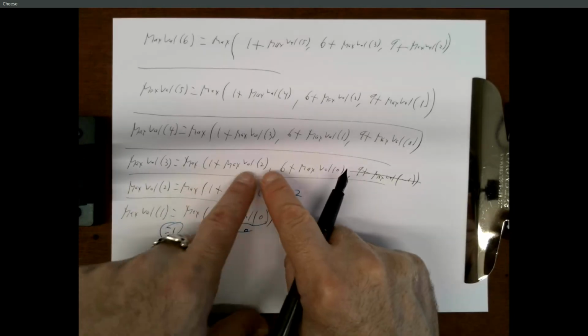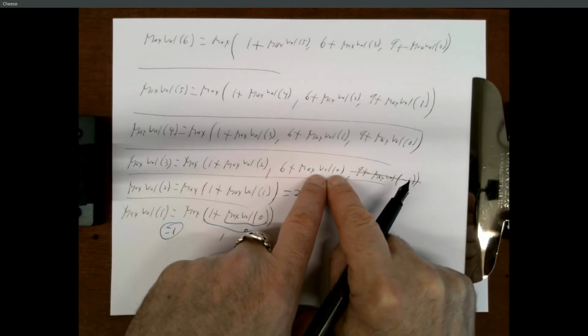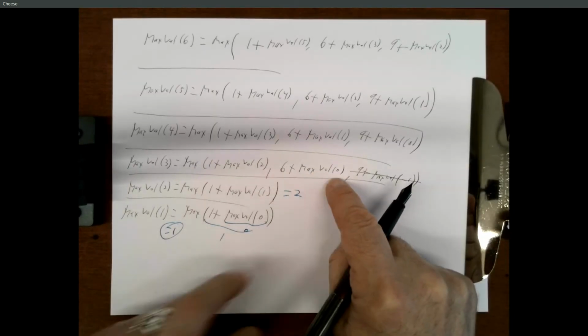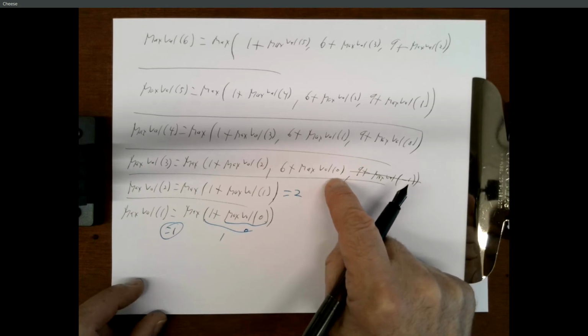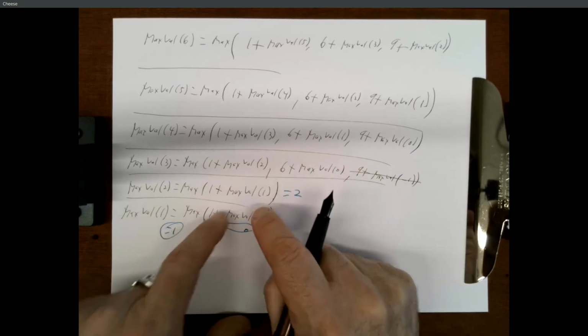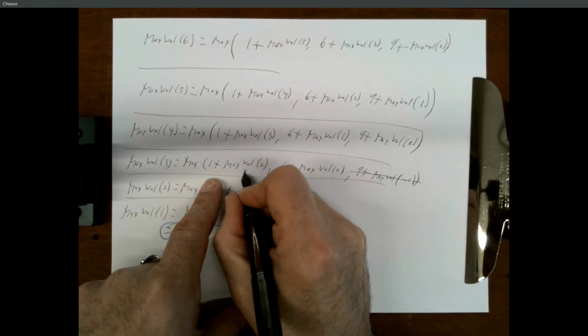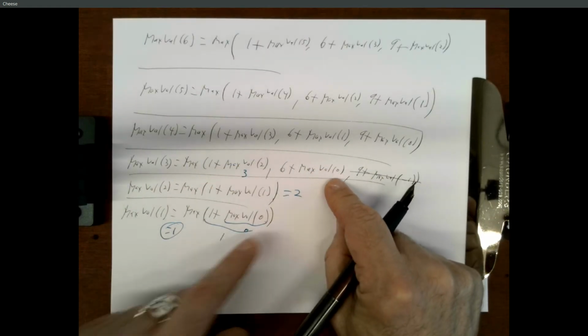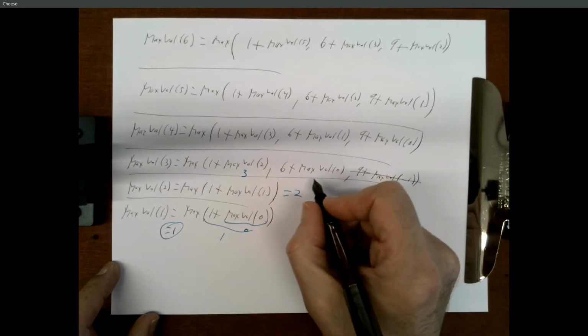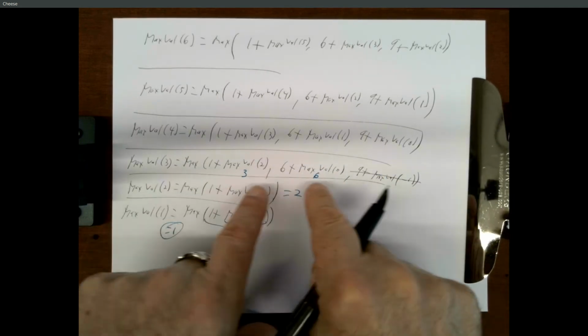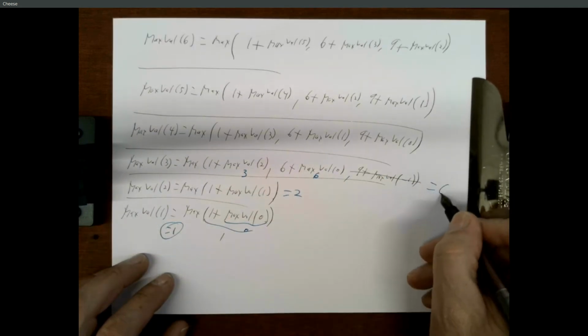Max val of 3 is equal to 2, max val 2 plus 1, or 6 plus max val 0. Well, max val 2 is equal to 2, 2 plus 1 is 3. Max val 0 is equal to 0, that's a base case, 6 plus 0 is 6. Max val 3 is the largest of these, this is equal to 6.